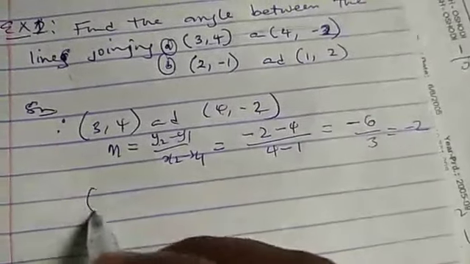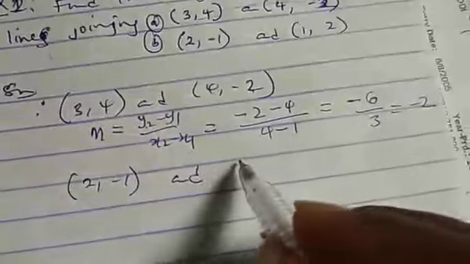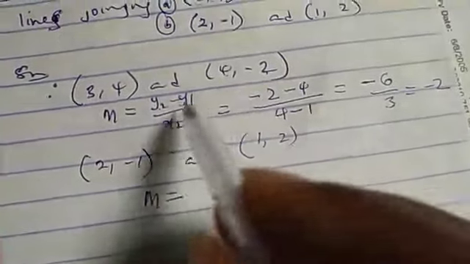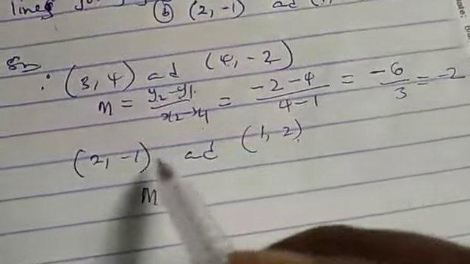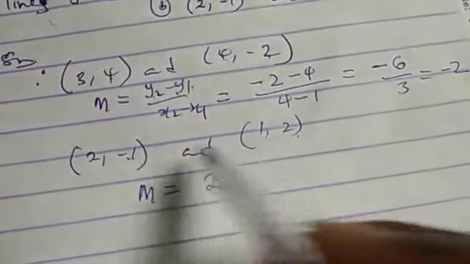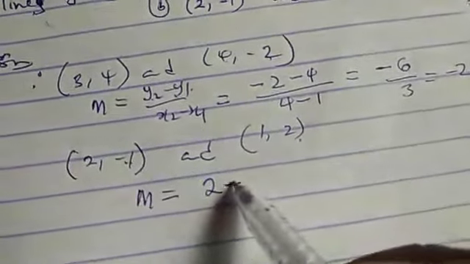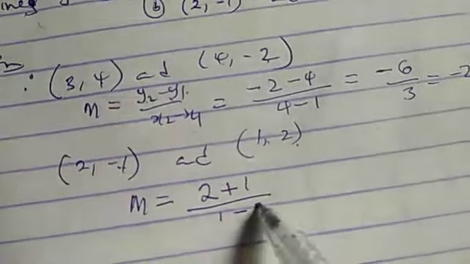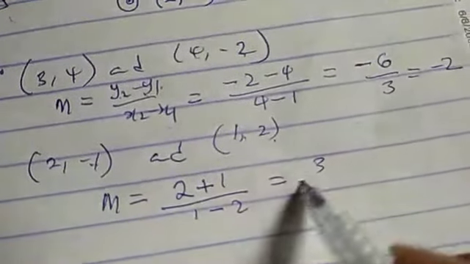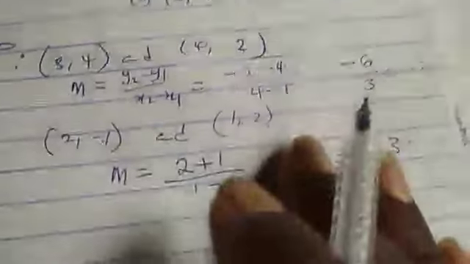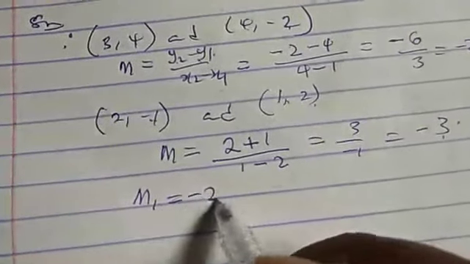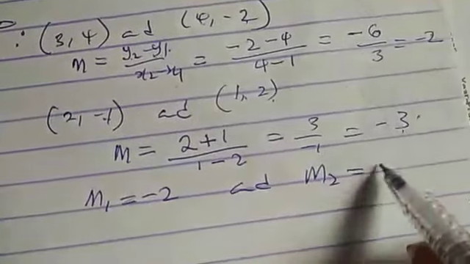Also the second one, (2, minus 1) and (1, 2). So I'll find the gradient again. The gradient uses the formula y2 minus y1 over x2 minus x1: 2 minus minus 1 becomes plus 1, that is 3, over 1 minus 2, that is minus 1, so that is minus 3. You observe that minus 2 is greater than minus 3, so I can say that my m1 is minus 2 and my m2 is minus 3.